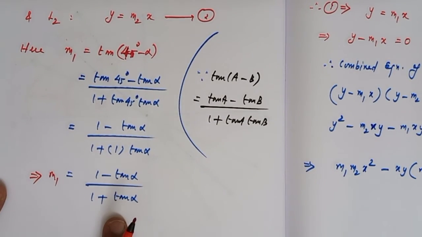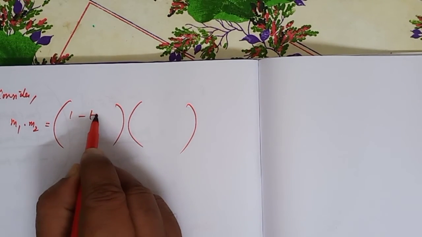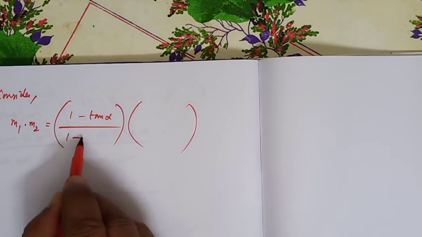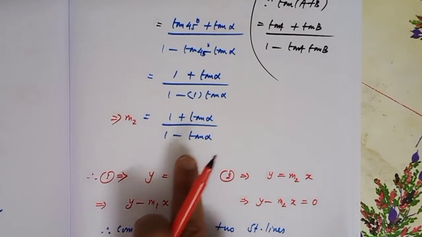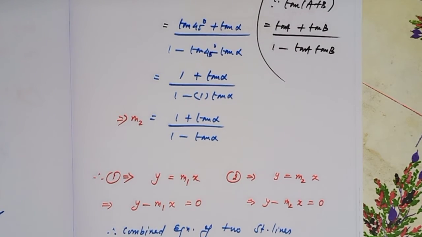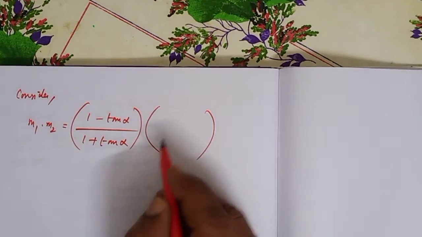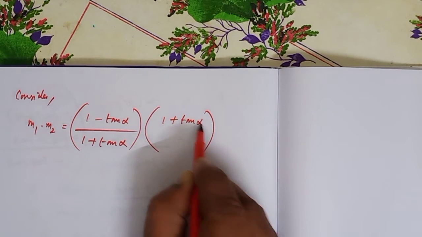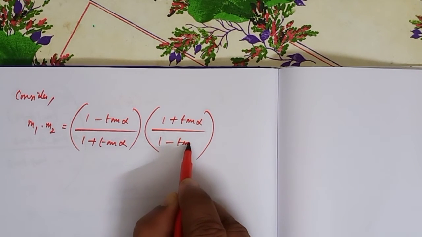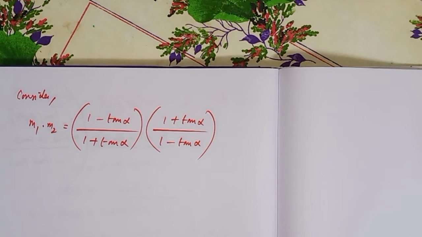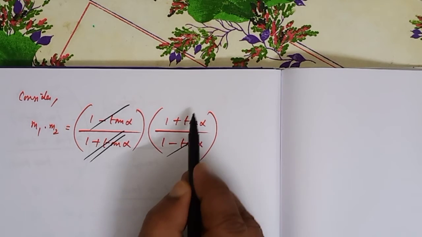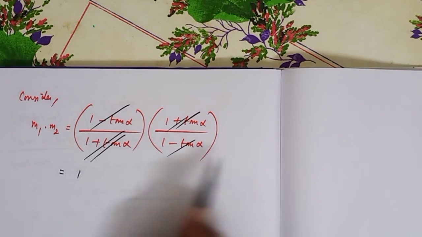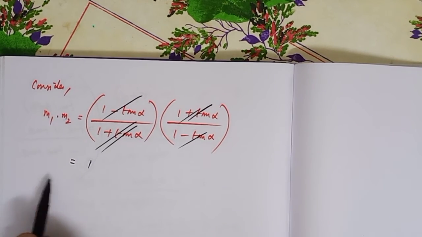m1 is (1 − tan α)/(1 + tan α), and the m2 value is (1 + tan α)/(1 − tan α). Now we can simplify: these two get cancelled because it's a product, and these two get cancelled. All get cancelled, and we are left with 1. This is the m1 into m2 value.